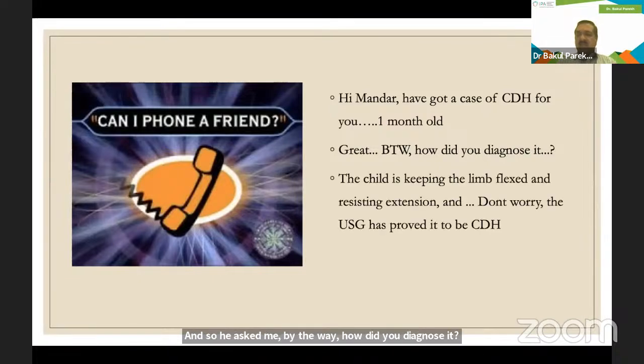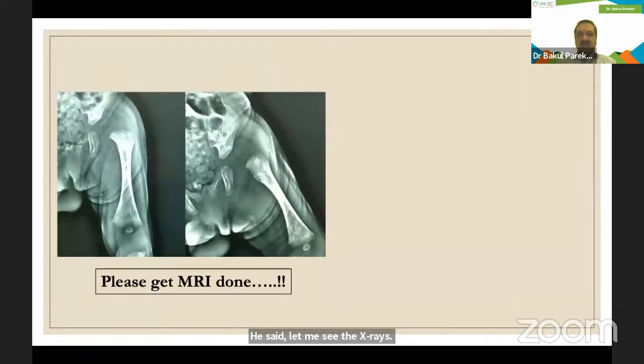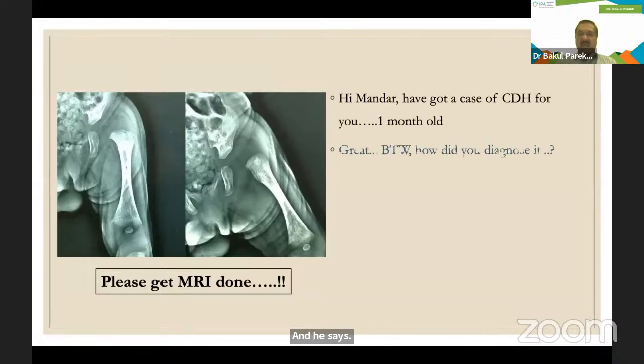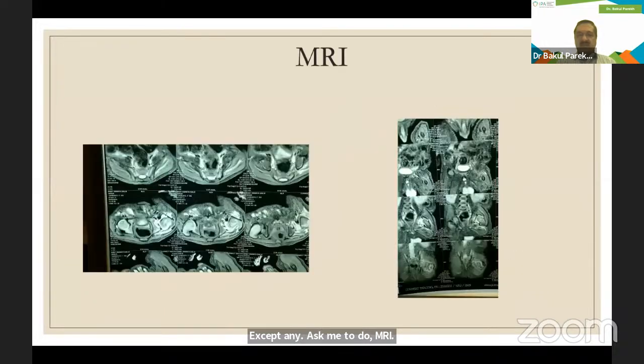I said the child is keeping the limb flexed and resisting extension. And don't worry, USG also has proven to be CDH. He said, let me see the X-rays. And he sees these X-rays, and he asked me to do MRI. And MRI was suggestive of some collection of fluid around the head of the femur.